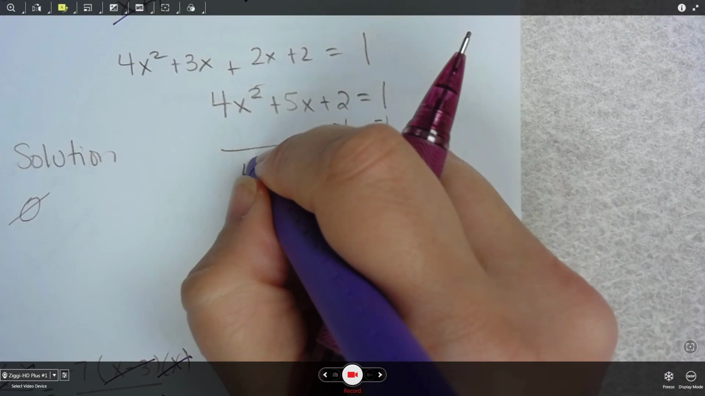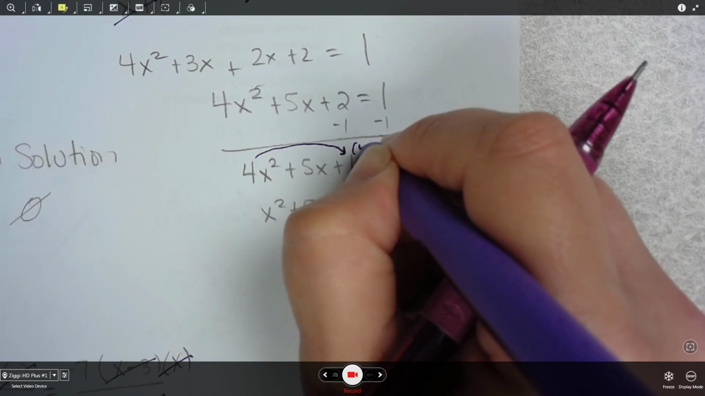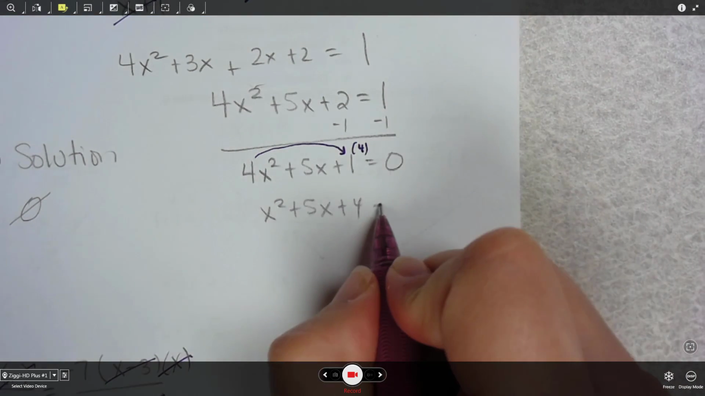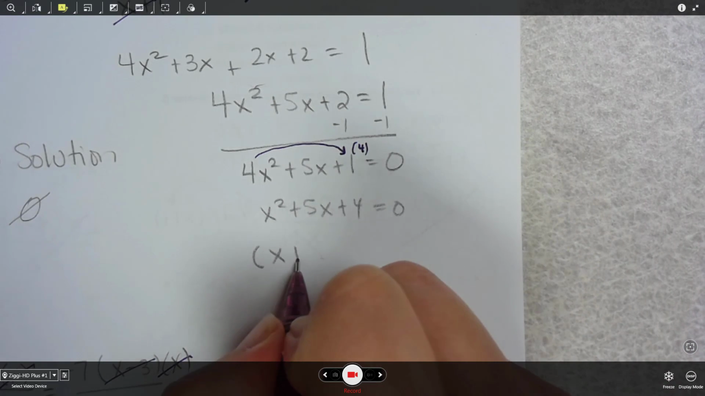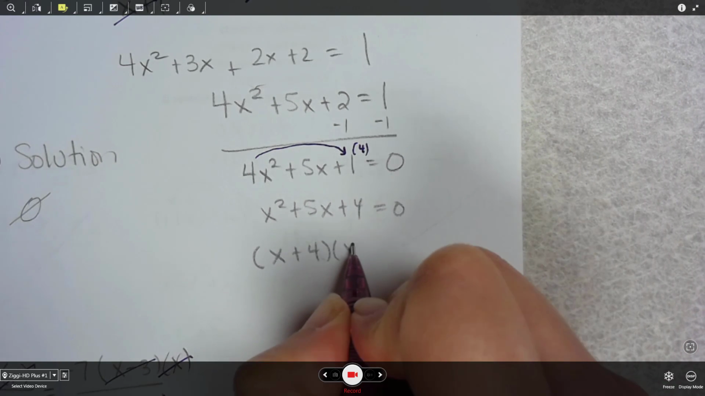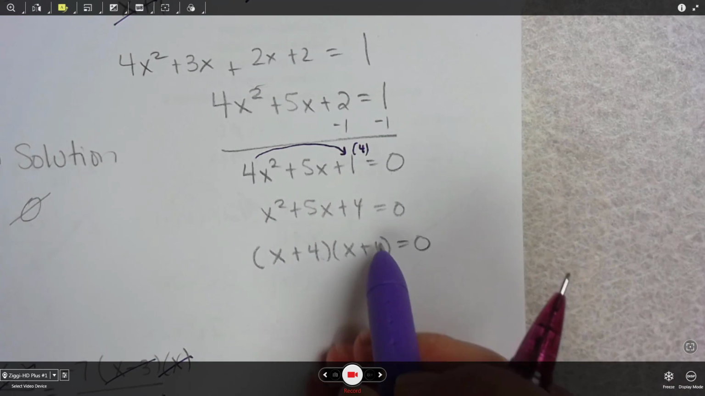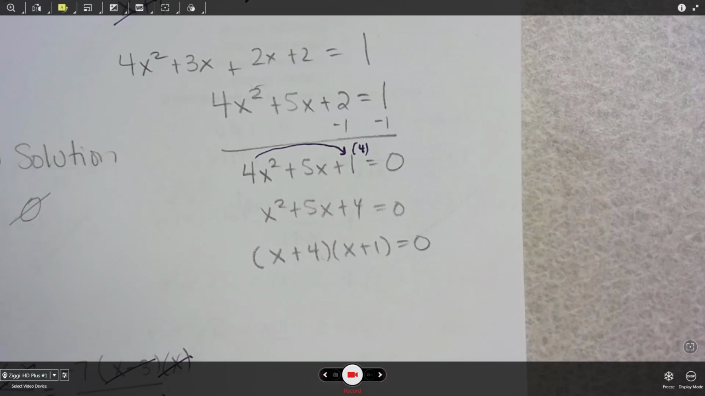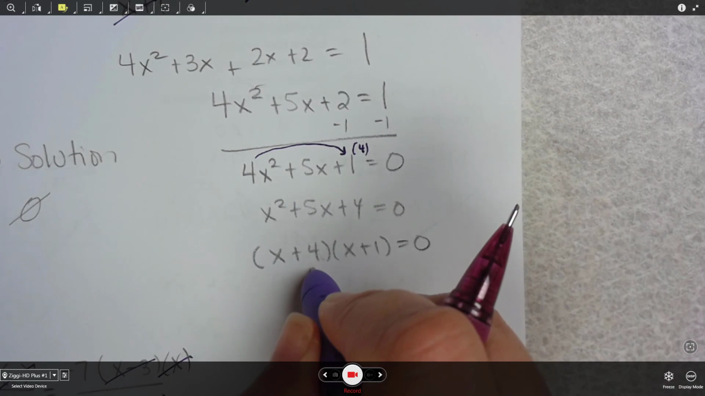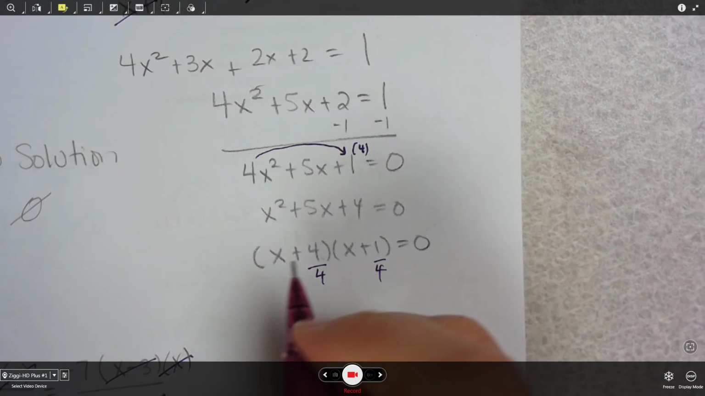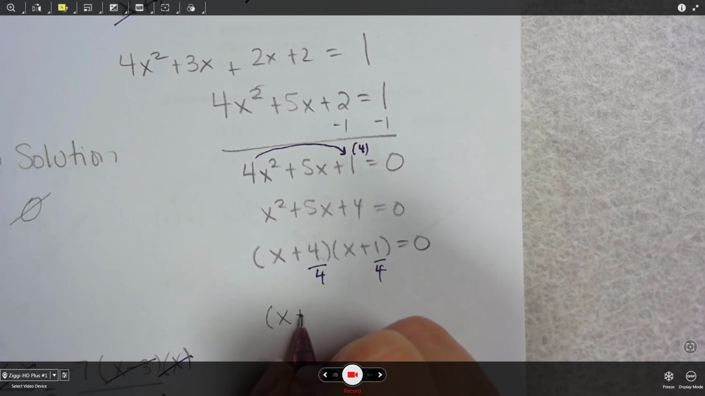I'm going to slide my 4 to the end, leaving me x squared plus 5x plus 4. I could then factor that into x plus 4 times x plus 1. 4 times 1 is 4, and 4 plus 1 is 5. Because I did some slide, I got to do some divide. Then I'm going to simplify. Don't skip the simplifying step.